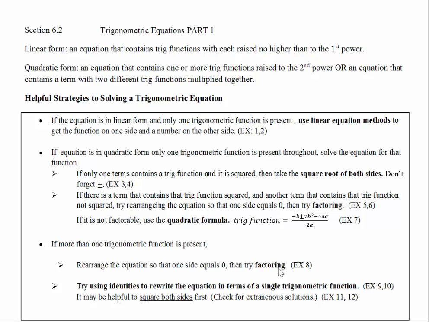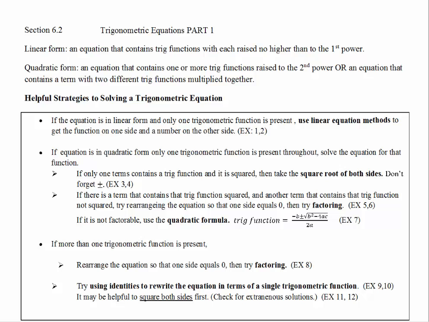When we start to look at solving trig equations, we need to be able to distinguish between what we call linear form and quadratic form. A linear form of an equation is an equation that contains our trig functions, but the powers of those trig functions are no higher than 1.